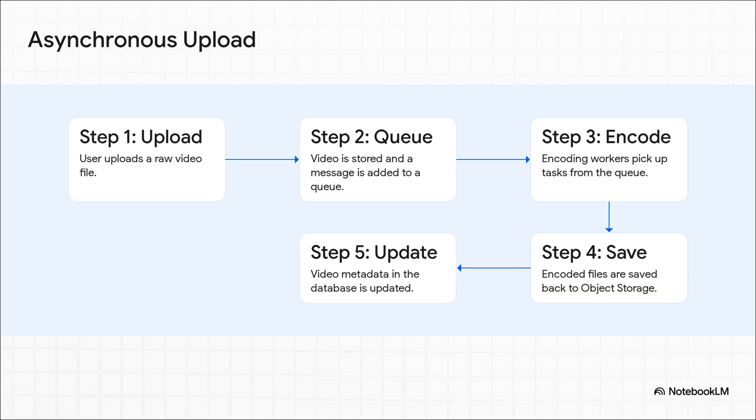The user uploads their raw video file. We immediately stick that raw file into some cheap object storage. And, this is the key part, we put a message into a message queue. This lets us instantly tell the user, yep, got your video. Then a whole army of encoding workers can pick up jobs from that queue, do the heavy lifting of encoding the video into different resolutions, and then save those new files back to storage. All of this happens in the background, completely separate from the user's experience.